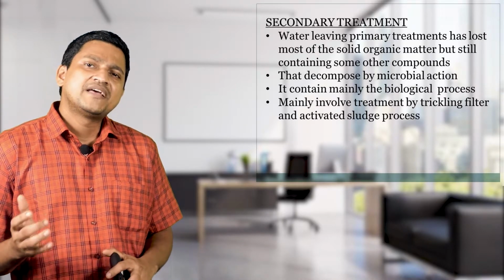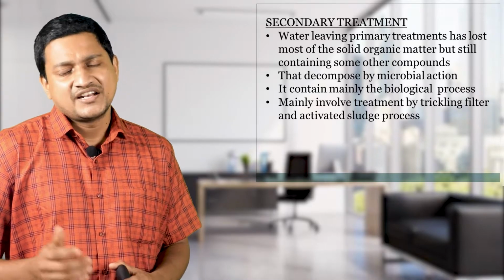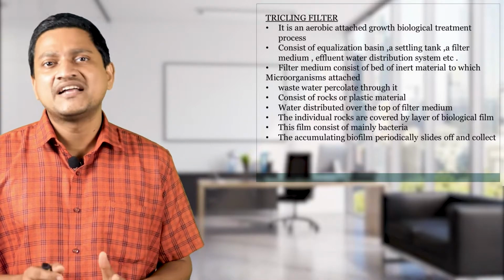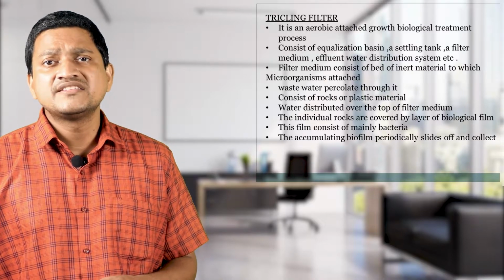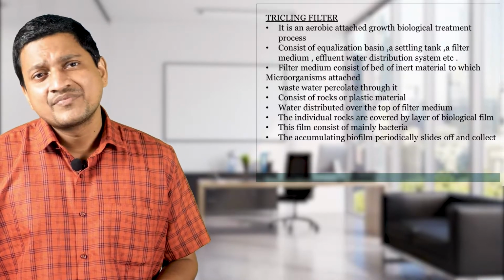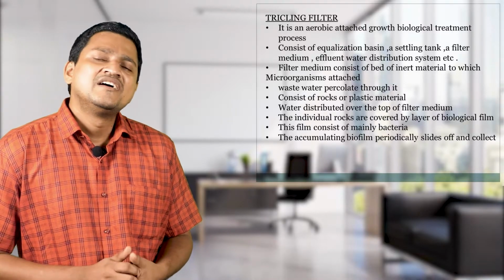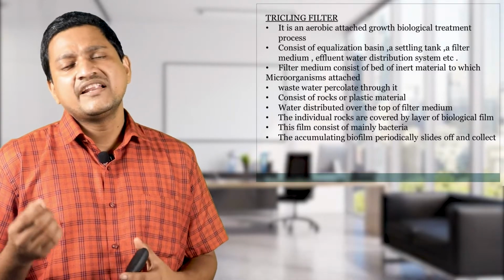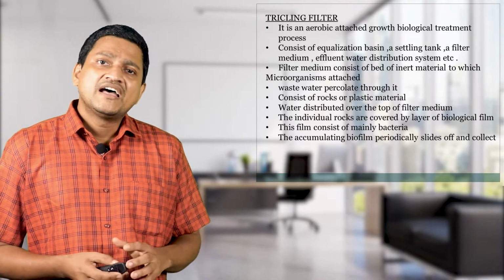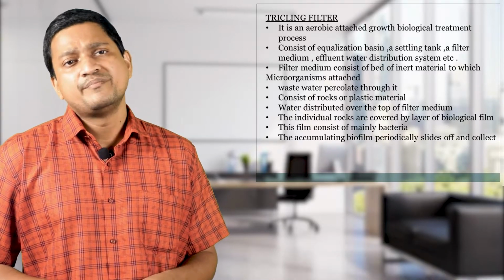Two different methods we can use for the secondary treatment process are the trickling filter and the activated sludge process. First, we discuss the trickling filter. A trickling filter is an attached growth biological treatment process. It consists of an equalization basin, settling tank, a filter medium, effluent water distribution system, etc. The filter medium consists of a bed of inert material to which microorganisms attach. Mainly rock pebbles are used as the medium for preparation of this bed.